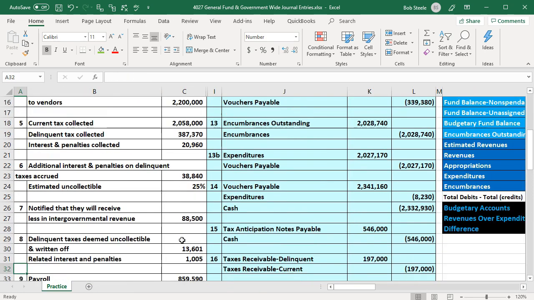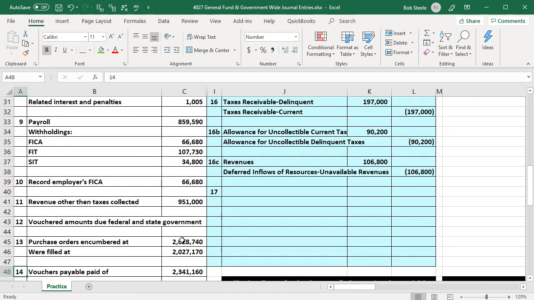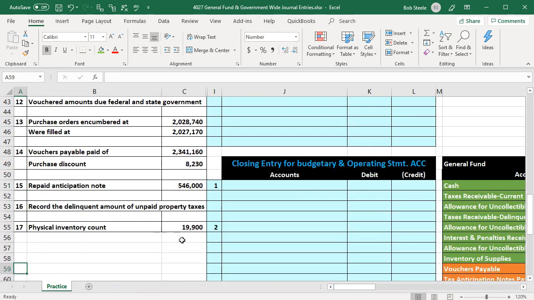Okay, so we're going to go to the left now, and we're going to see what we have next. We are now on number 17. Let's scroll on down. Number 17, physical inventory count. So we're going to say we counted the inventory, physical count. We're going to say it is the 19.9.